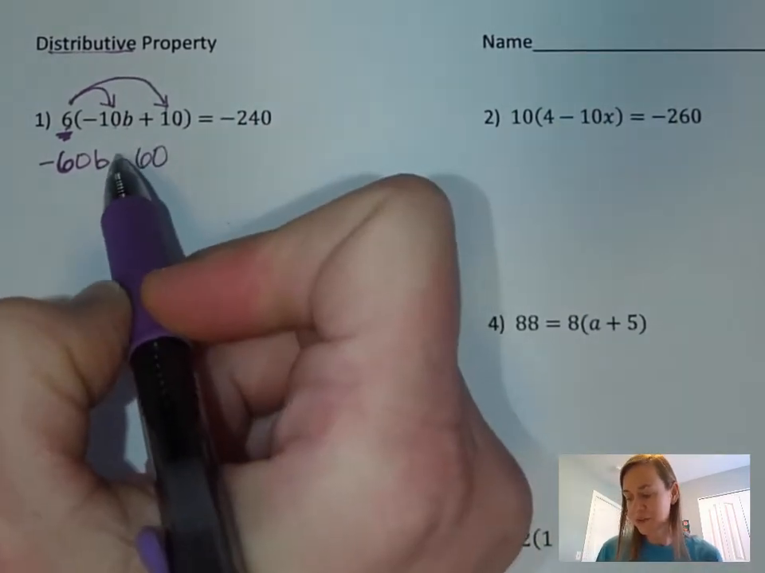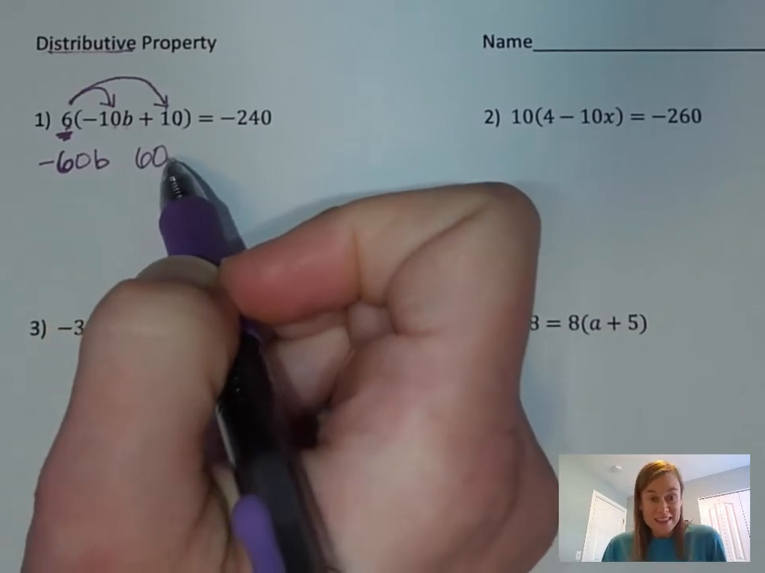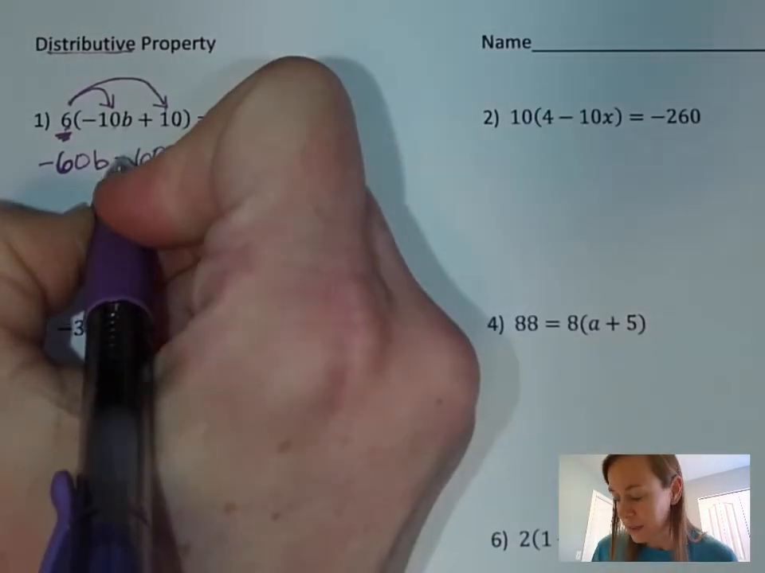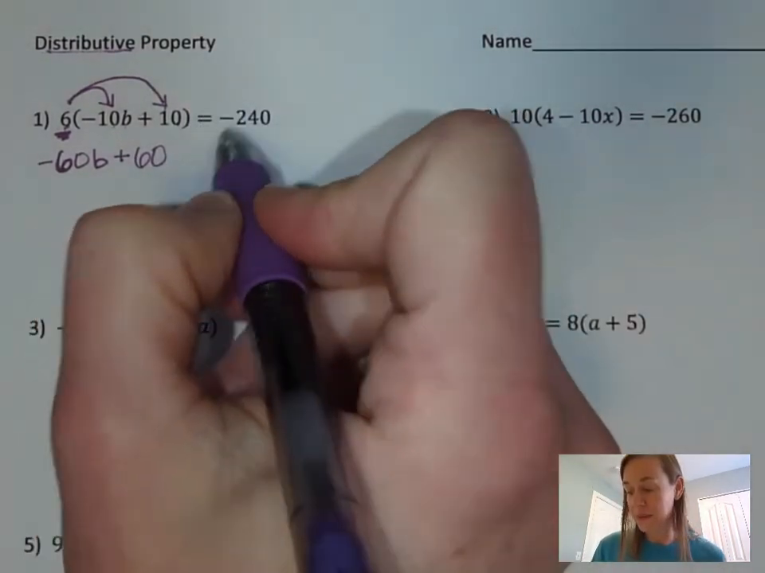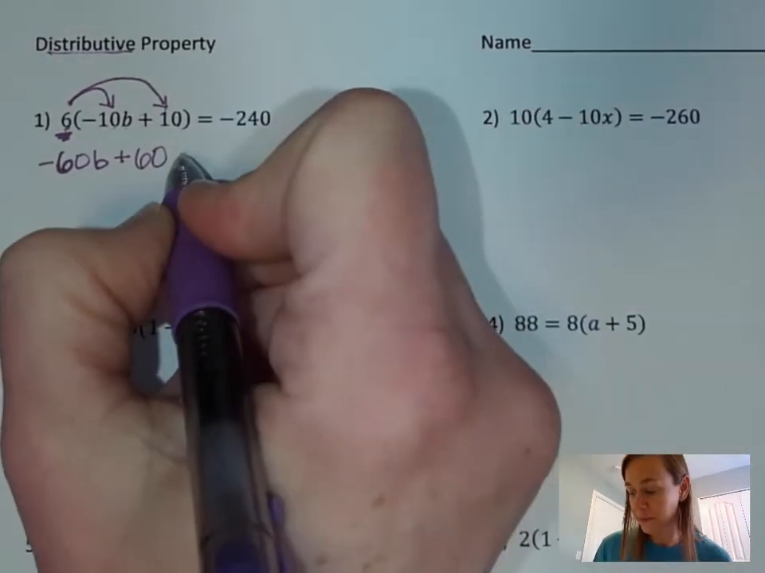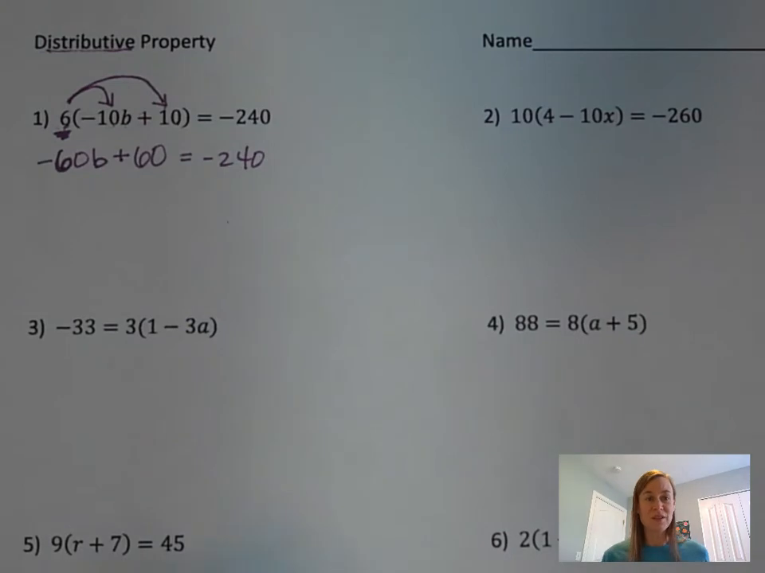Now, to figure out what goes between them, you just ask yourself, was this number positive or negative? In this case, it was a positive 60, so I'm going to put a plus sign there. Now we are done with our distributing. All we have to do at this point is copy down the rest of the equation, so let's do that. Negative 240. And then we solve our equation.